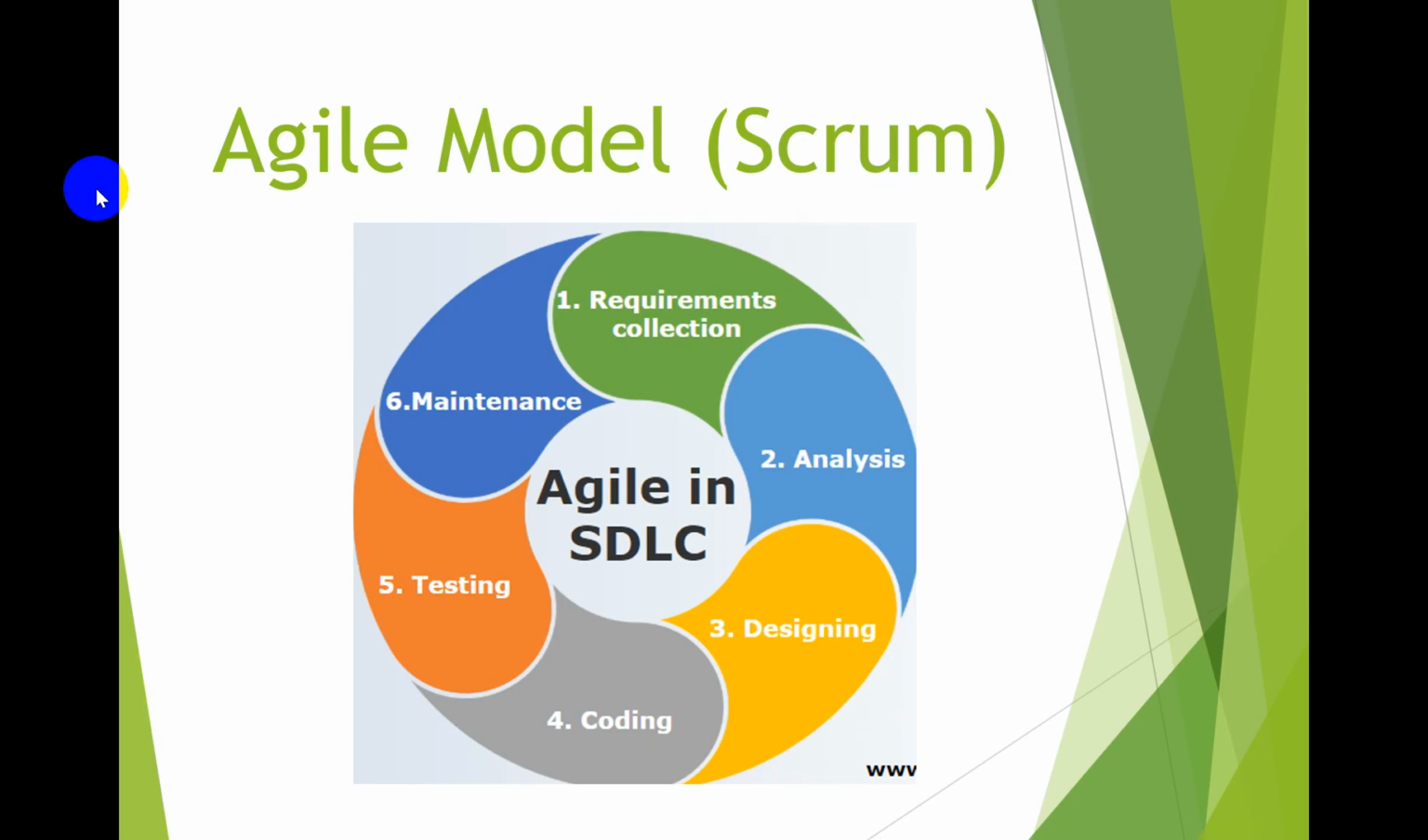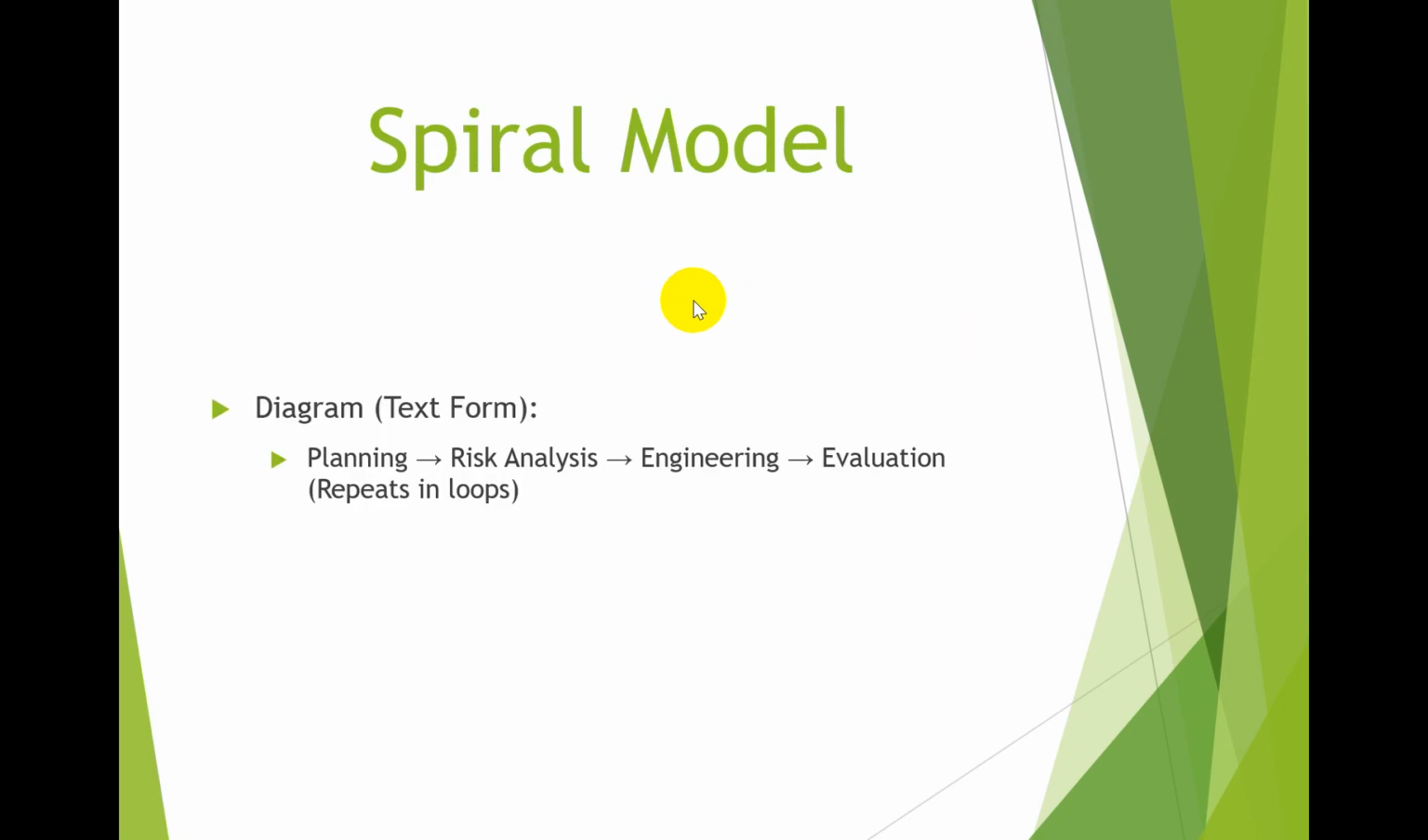Okay, so that's why we can say Agile methodology is a very popular methodology. Everyone is following the same. Nowadays, as I mentioned, many projects are following the Agile methodology. Now, the next methodology is the spiral model.